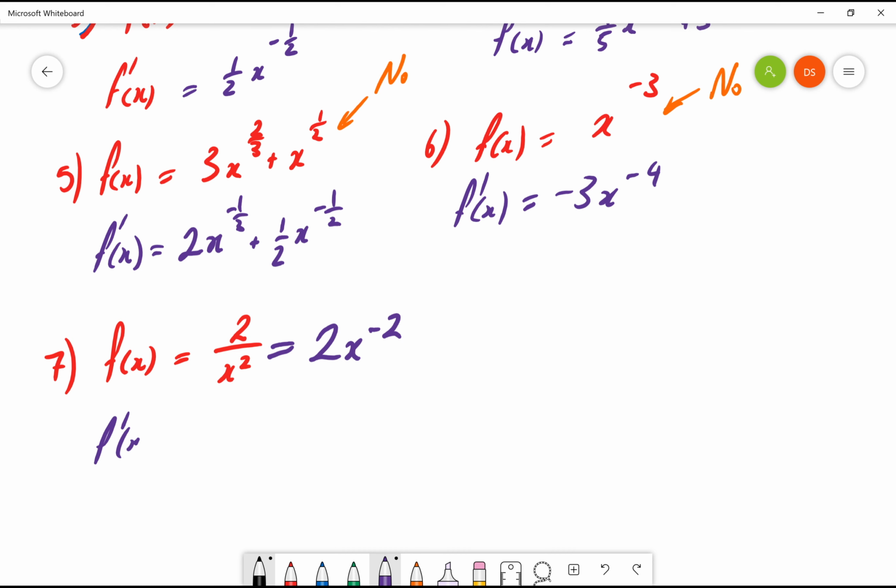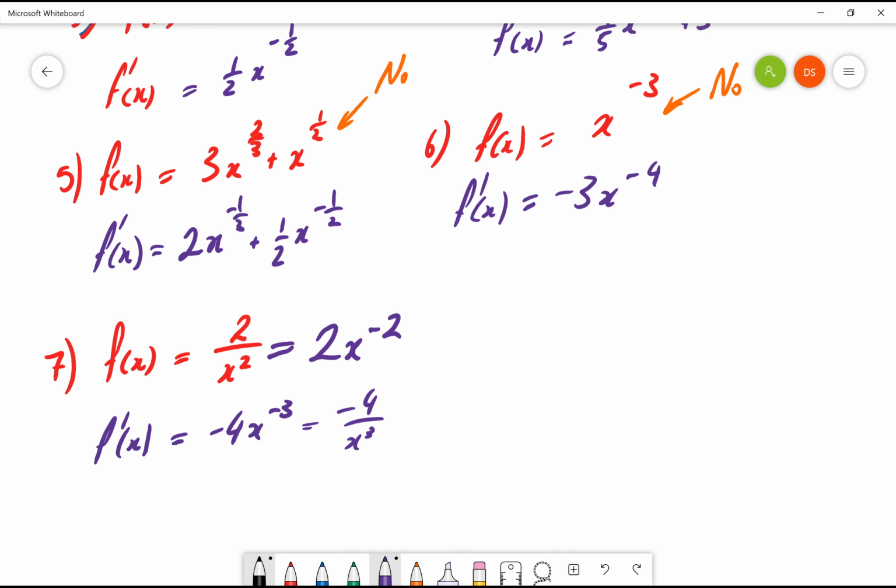So when you differentiate, multiply the power, so that's -4, and take 1 off the power. -4x to the -3. You could write this like this, but I don't mind negative powers, and so I'm going to just leave them as negative powers for now.